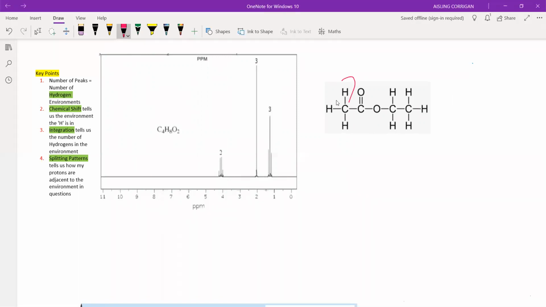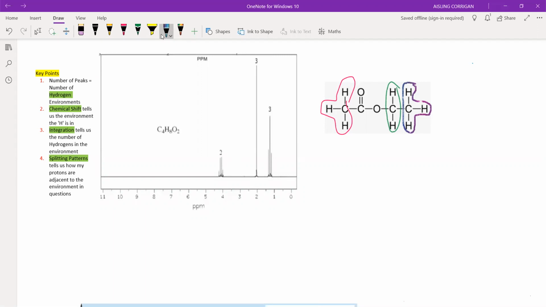I have a hydrogen environment here. I have a hydrogen environment here. And I have a hydrogen environment here. Okay, so 3 environments equal 3 peaks. Let's try to figure out which hydrogen environment is coupled with which peak.